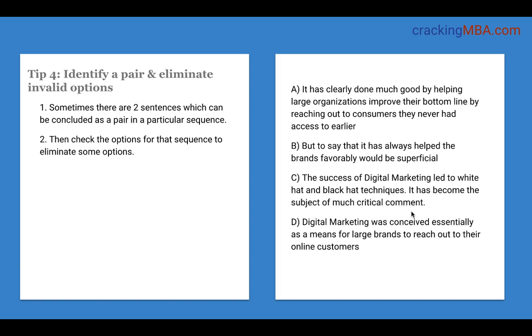Now let's look at another approach where we identify a pair and eliminate the invalid options. In this we are given 4 sentences, and we need to be able to identify which pair follows, so that the pair can help us eliminate the incorrect options. Just take 5 seconds to read all the sentences so that we can review this tip.